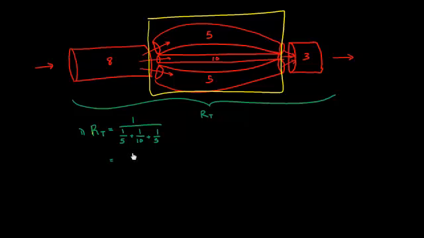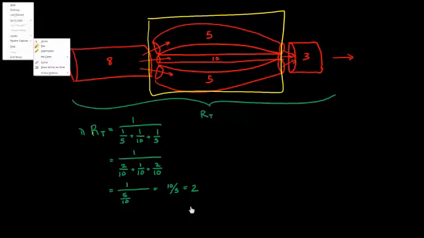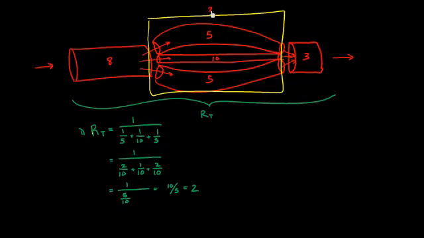And I can look at that and tell you the common denominator is going to be 10, right, for all 3. And here in the numerator I've got 2, 1, and 2. So putting it all together, I've got 1 over, what is that, 5 over 10, and that equals 10 over 5, which equals 2. So that tells me that the resistance in this middle yellow box is 2.